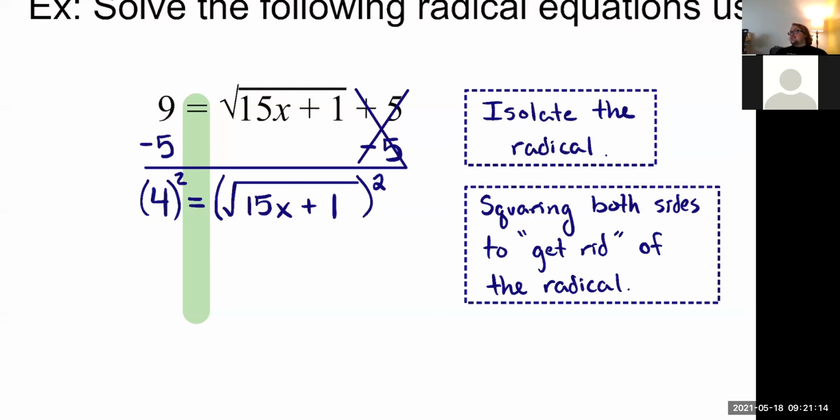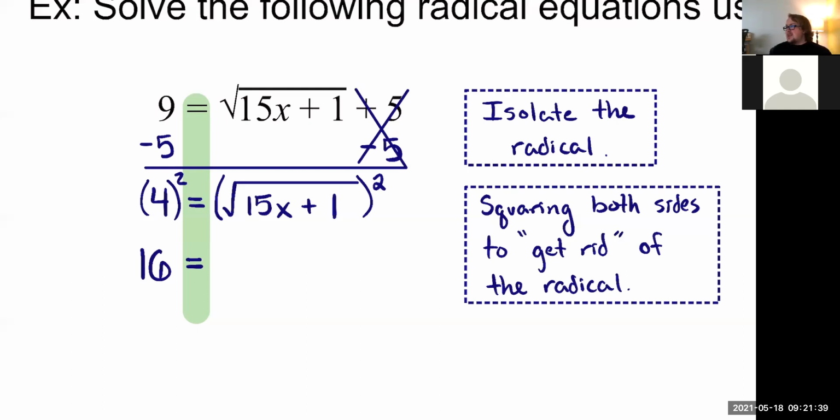Now, I'm going to start on the easy side. 4 squared. What is 4 squared? Not square root of 4. 4 squared gives me a 16. On the right, guess what that exponent of 2 is going to do to the square root?